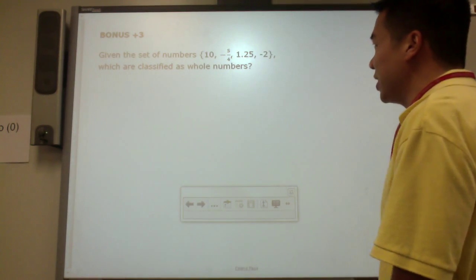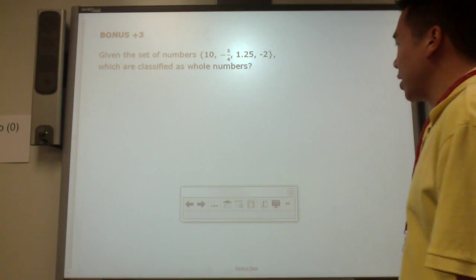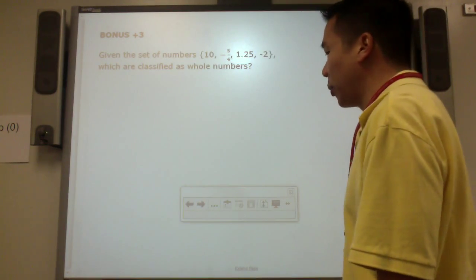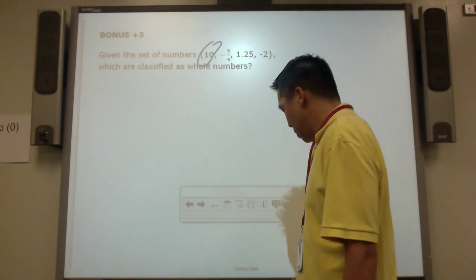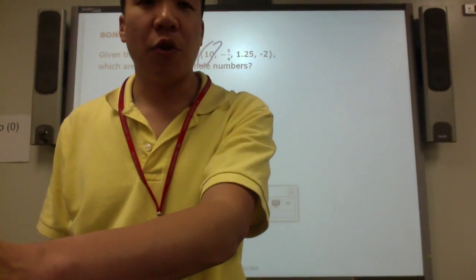And a bonus, given the set of numbers 10, negative 5, 4, 1, and 2500s at negative 2, which are whole numbers? Whole numbers, 10. So this is test 1-2-1 for pre-A.